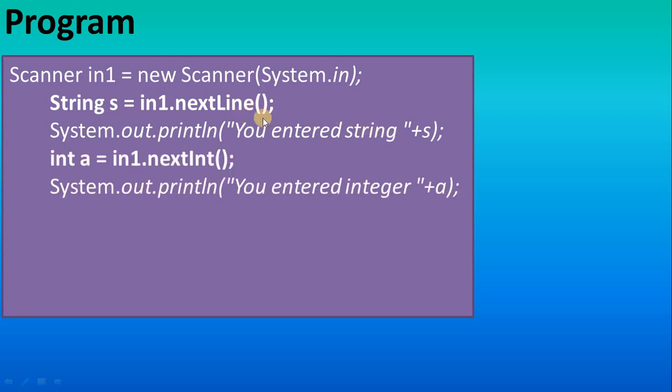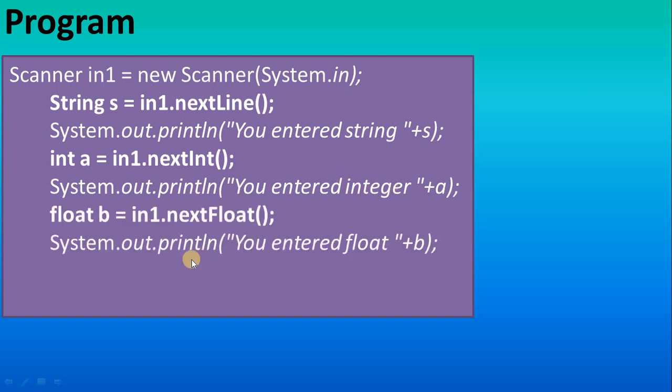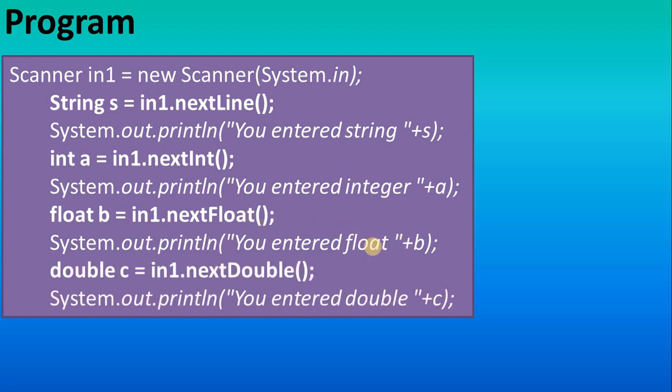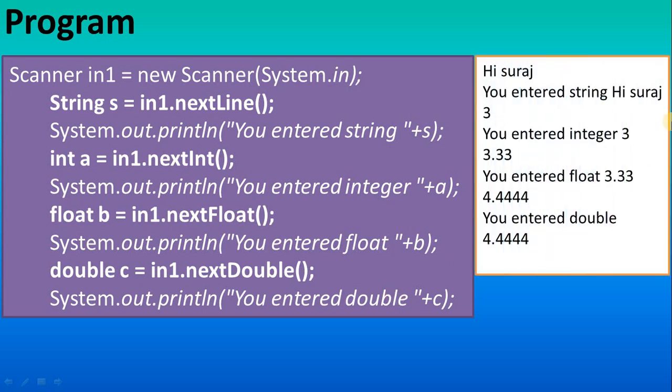Next, if you want to read an integer value, you again use the same statement, but here you take an integer variable, then the object of scanner, nextInt. It will return the integer value and you can show it in the output statement. Next, you do the same procedure: in place of int you write float, you use the nextFloat method, and after returning that value you can show it in the output statement. You can use it for double also, with the nextDouble method, and then show it in the output.